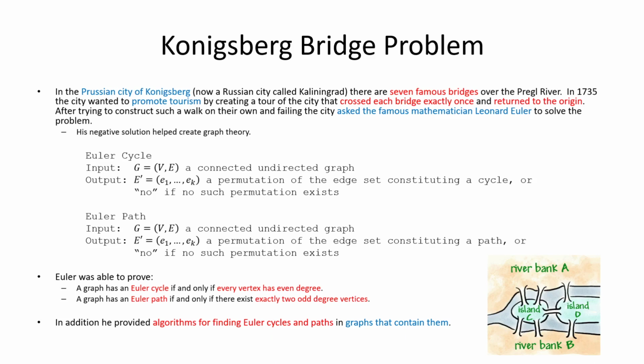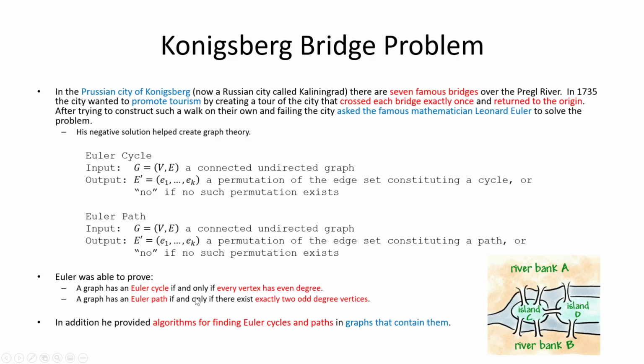So maybe a better suggestion would be, well, build some more bridges. And in fact, with one more bridge, they could get a path. And I think it takes 2 more bridges to get a cycle.